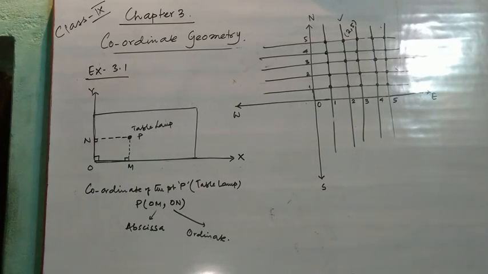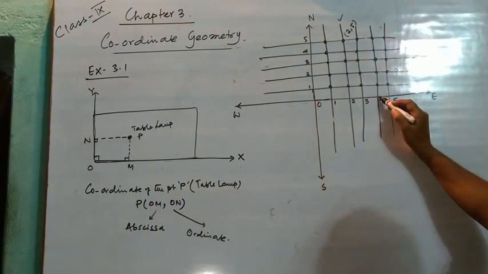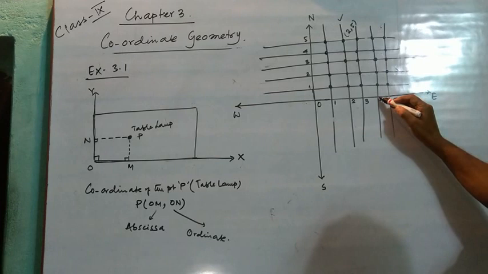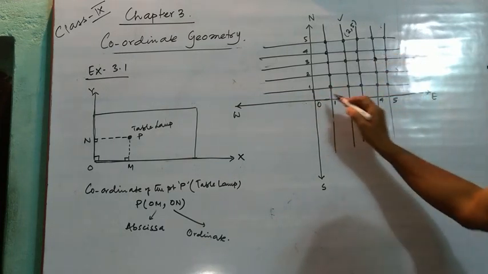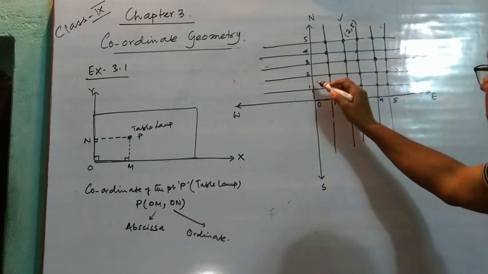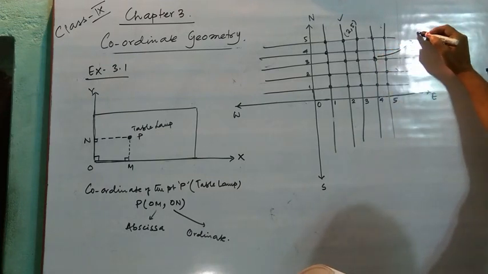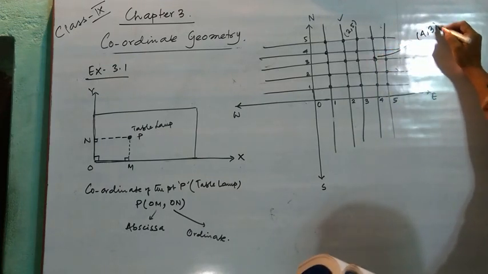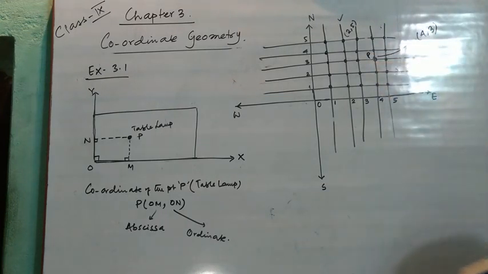Using this convention, the first question is: how many cross streets can be referred to as 4, 3? X value is 4, Y value is 3. So 4 along x, and this one is 1, 2, 3 along y. This is the cross street; you can name it P, with coordinate 4, 3. And the second one is 3, 4.